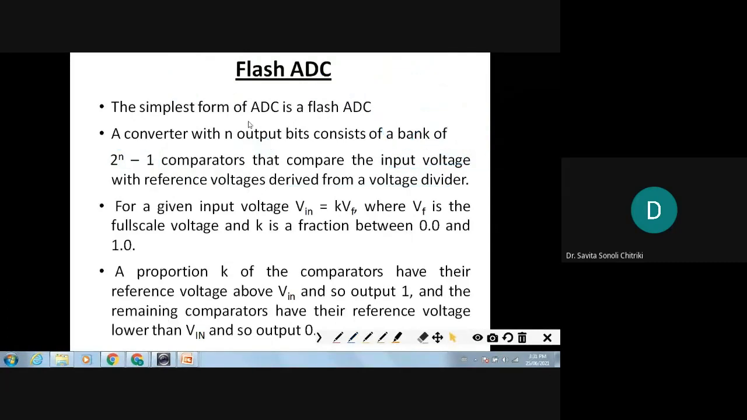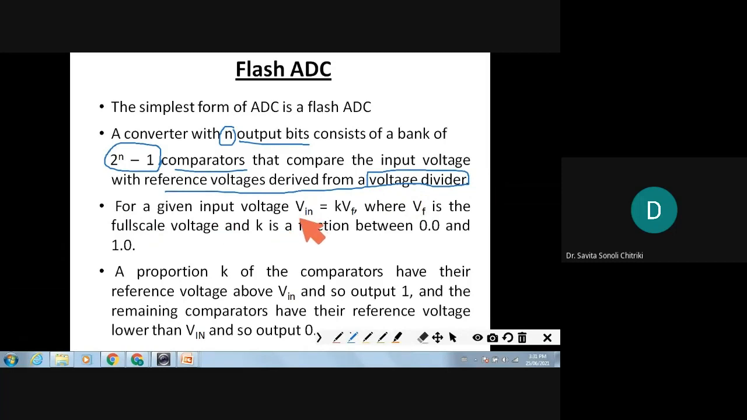The simplest one, this we did. If you have n output bits, then you need 2 to the power n minus 1 comparators. This is very important: compare the input voltage with the reference voltage derived from the voltage divider network. So that's how the voltage divider works, what I told.